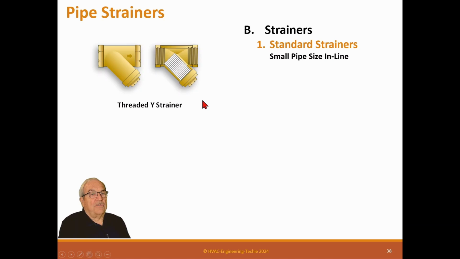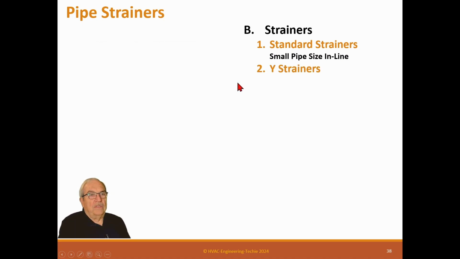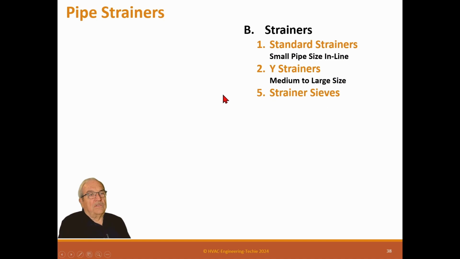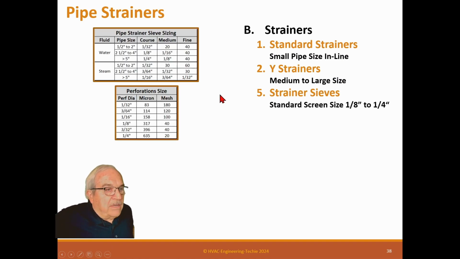Strainers, you have standard strainers. Could be small pipe strainers where the water flowing in goes through the strainer and out. It can be small, it can come up to maybe 2 inches or so. And then we have regular Y strainers, which can be large, where the water flows through the sieve and then out the system. Strainer sieves, this is something that's not readily available, which I don't know why, but it's not.